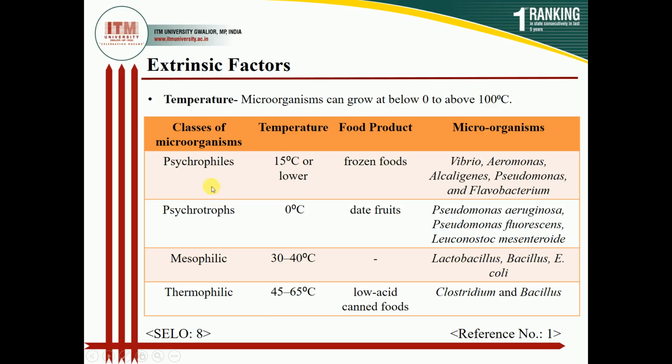So first one is the psychrophilic, or we can also say psychrophiles. Generally, the optimum temperature for growth of psychrophilic microorganisms is around 15 degrees Celsius or lower, and the maximum temperature is below 20 degrees Celsius. But the minimum temperature for growth of psychrophilic microorganisms is around 0 degrees or lower. So these are the microorganisms that come under the category of psychrophiles.